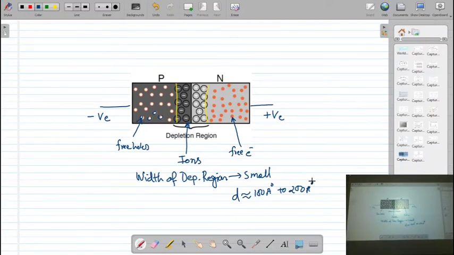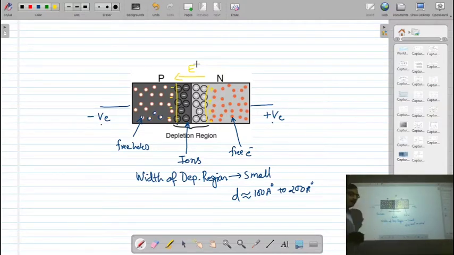Now when we apply an electric field, means we apply a reverse bias voltage, then there will be an electric field across this depletion region. Here, this side is going to be negative, negative, negative, and here we have positive, positive, positive, and there will be an electric field. This electric field will be in this direction. So whatever ions are there, these ions are in an electric field.